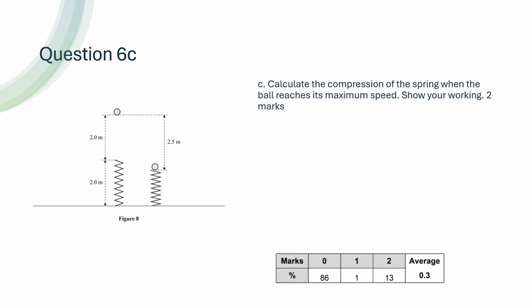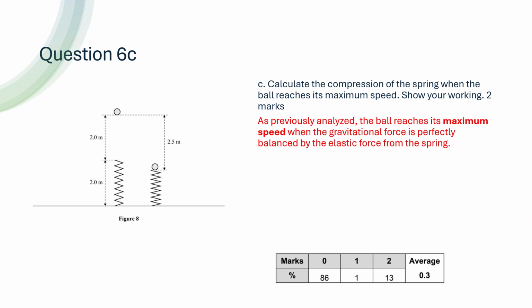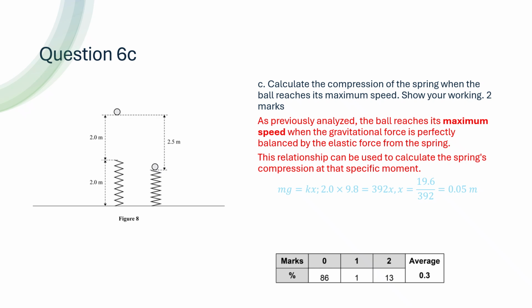As previously analyzed, the ball reaches its maximum speed when the gravitational force is perfectly balanced by the elastic force from the spring. This relationship can be used to calculate the spring's compression at that specific moment.